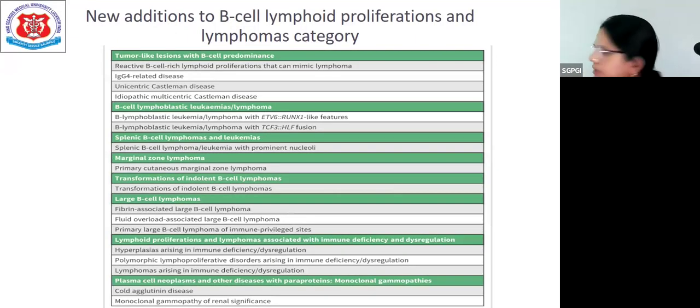There is a new entity of reactive B-cell lymphoid proliferation that can mimic lymphoma. So this is a very important entity, and all the monoclonal B-cell lymphocytosis cases fall over here. So although those cases have a clonal proliferation, they are not neoplastic. Similarly, earlier we used to have a category of hairy cell leukemia variant. Now that hairy cell leukemia variant category has been reclassified into splenic B-cell lymphoma/leukemia with prominent nucleoli, and it is no more a different entity.